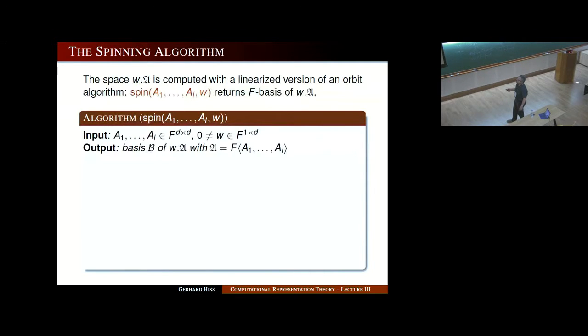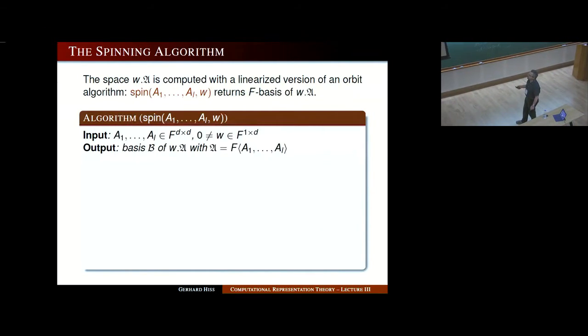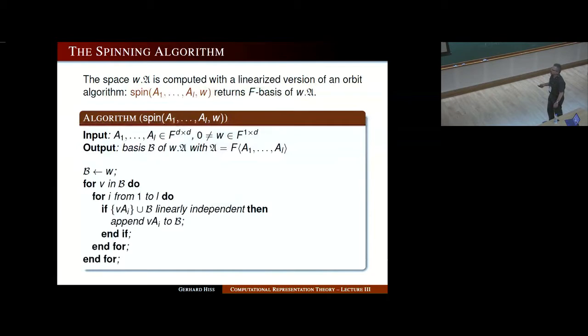These are matrices. You put in a vector, and what you get is a basis of this subspace, which is A invariant. It might be the whole space. So you initiate your basis with a vector W, non-zero. And then for I from 1 to L, test whether the new vector, obtained by applying AI to V, together with the vectors you already have, is linearly independent. It just amounts to testing whether this is linearly dependent on the vectors you have. If not, you append it, and otherwise you just delete it.